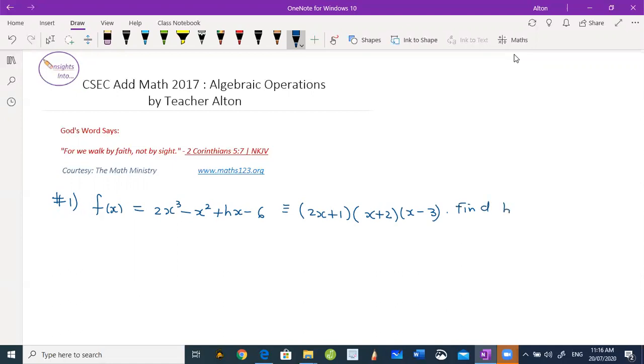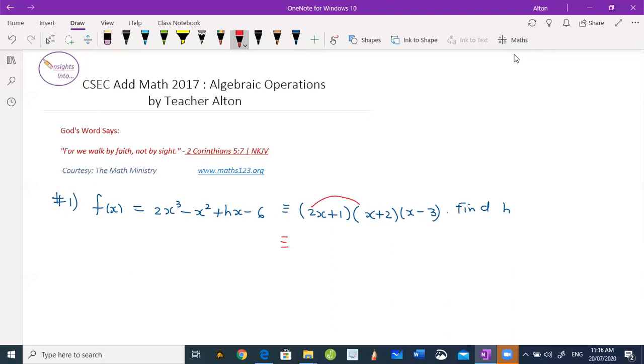Now, this involves comparing your corresponding coefficients for your different terms. So what do I mean by that? The first thing we do, let us simplify what is on the right-hand side a bit further so it will make the working of the problem a little easier.